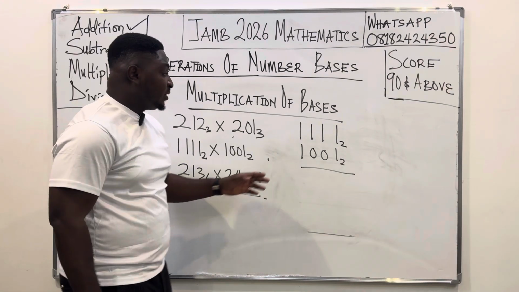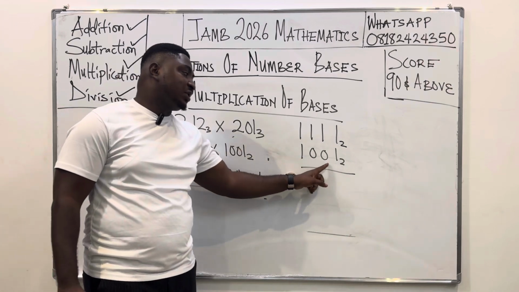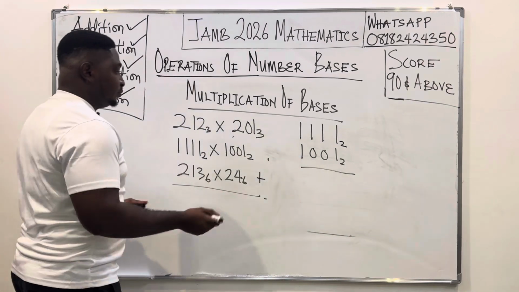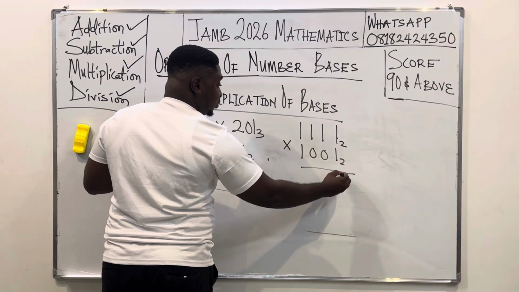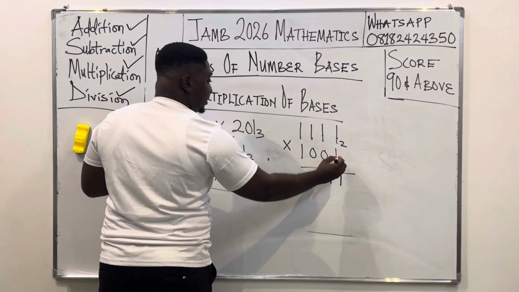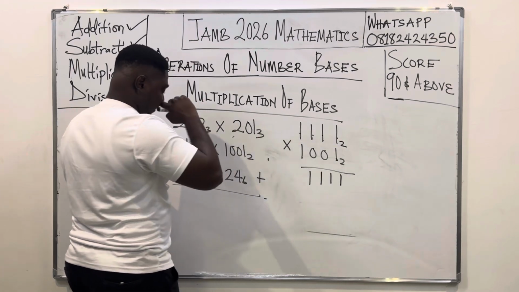Now, the next question we have on the board is 1111 base 2 multiplied by 1001 base 2. In this case, the same thing is going to apply. 1 multiplied by 1 is 1. 1 multiplied by 1 is 1. 1, 1. So this 1 has gone through everybody.